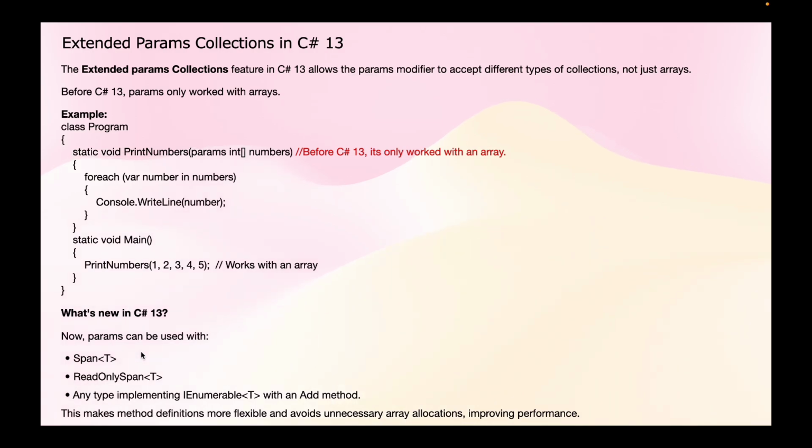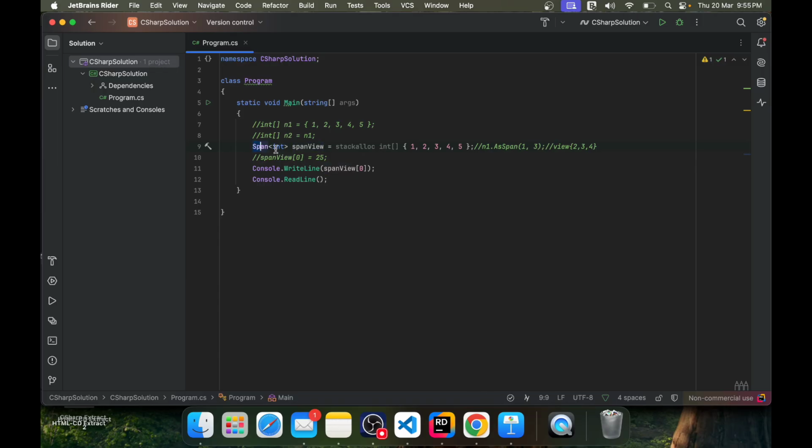Let's go back to our console application. In the previous video we saw what Span<T> and ReadOnlySpan<T> are and what the advantages of that are. Link given in the description box. Let's continue with the same example. Here I created a span variable and, using the stackalloc keyword, created an array and assigned it into it. Now let's create a function to receive this span variable using params.